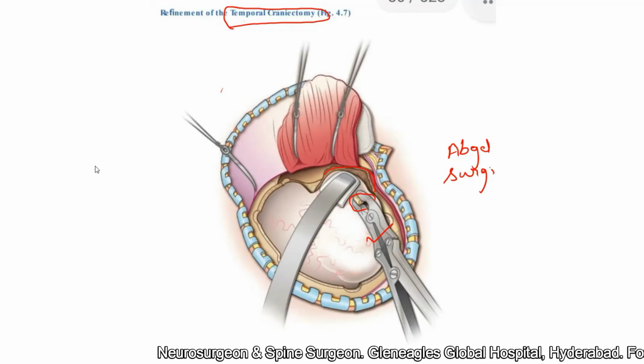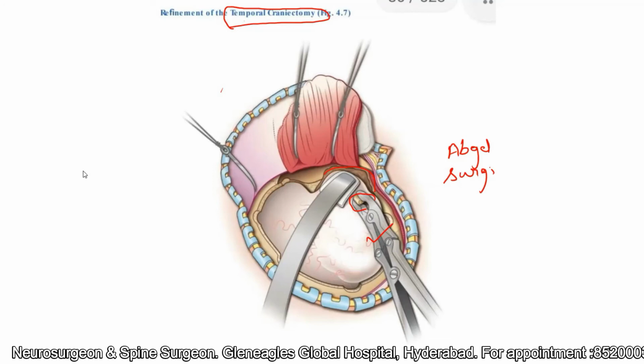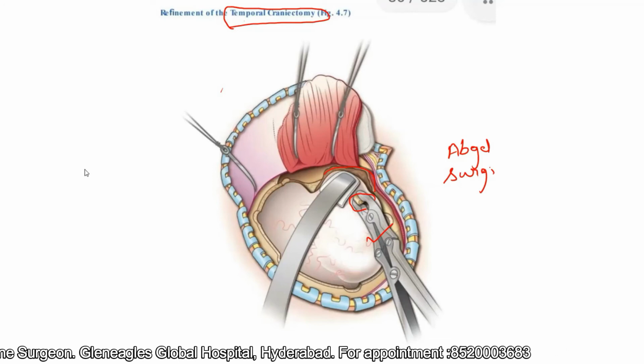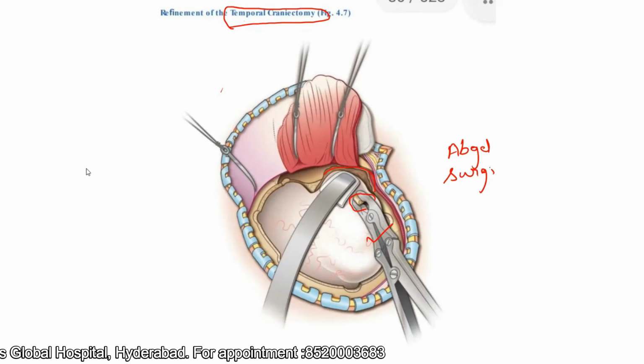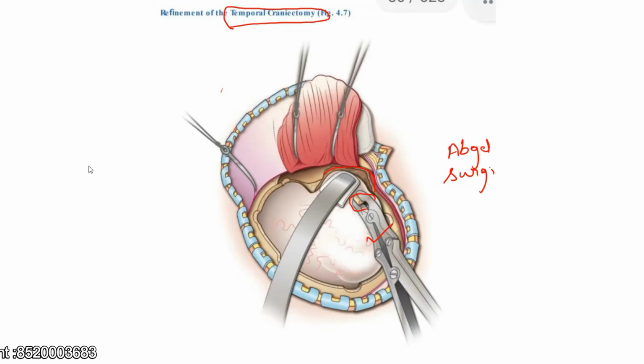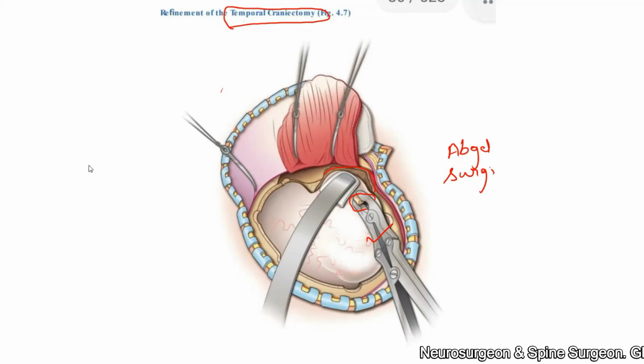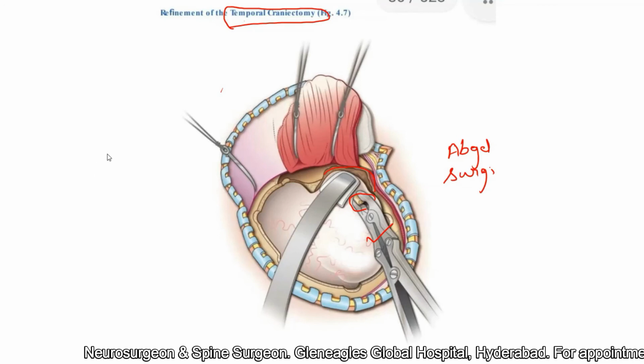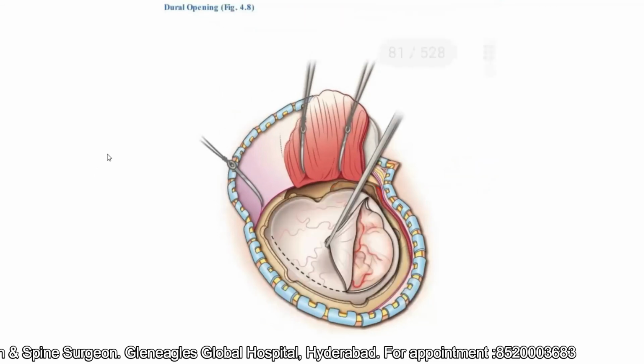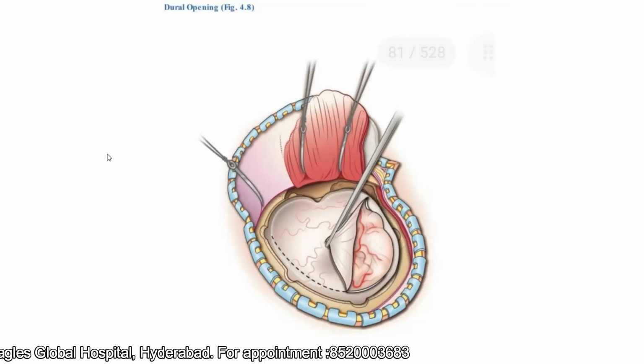One important thing, as I've told you, I'm repeating again: the squamous portion of the temporal bone must be removed until flush with the floor of the middle cranial fossa. One more thing, if the mastoid air cells are exposed, bone wax should be applied completely so that there is no CSF leak later on. Now, opening the dura.